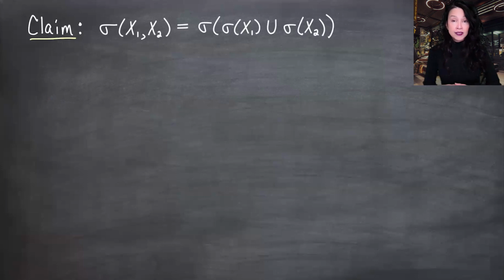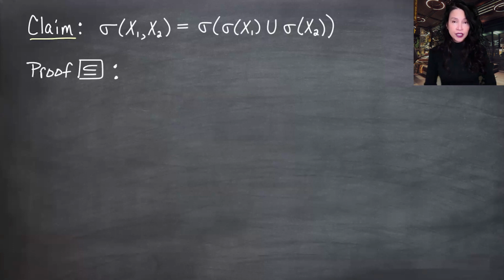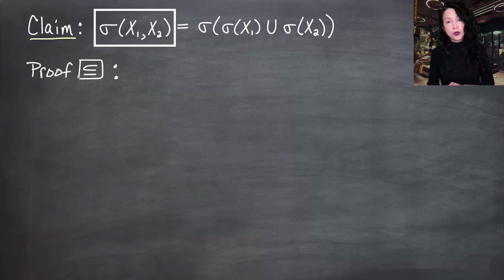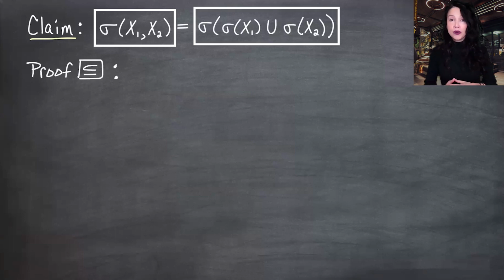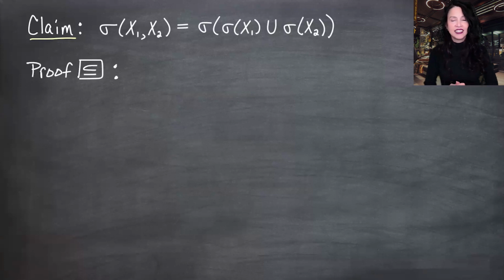I want to show that the sigma field generated by x1, x2 is equal to the sigma field generated by the union of the individual generated sigma fields. That's a mouthful. I'm going to show this direction first. The most natural approach here would be to take a set in this collection of sets and show it's in here. Let me know if you can do that. It wasn't a fruitful approach for me, so I'm going to do something different. But I'd love to hear it if you got that to work.